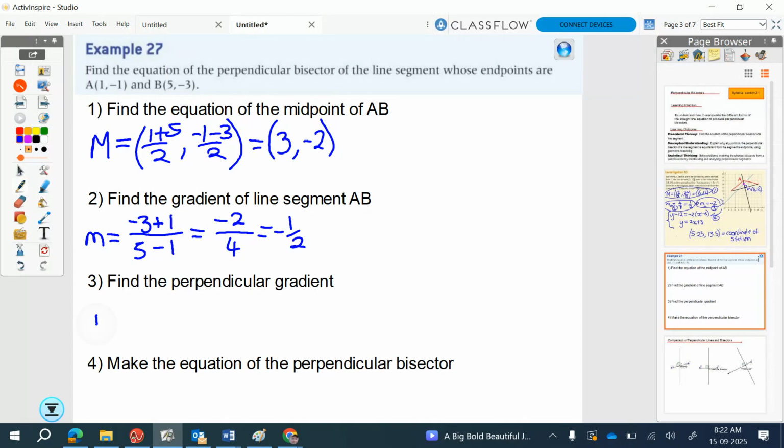We want the perpendicular gradient. I like to show the little perpendicular symbol in the subscript. Explains what you're doing. And that one's going to give us 2. You take the negative reciprocal.